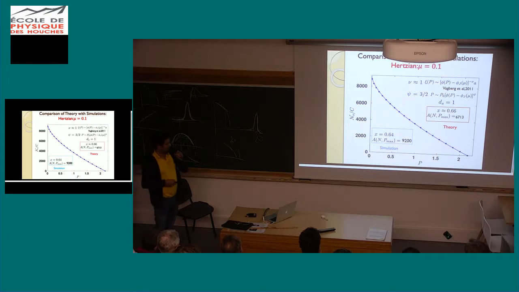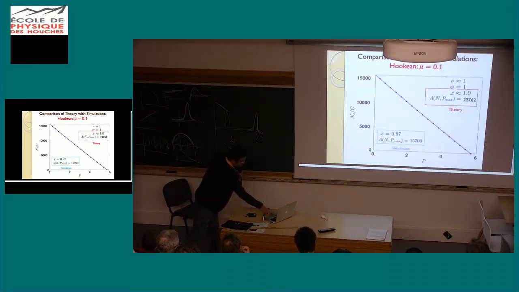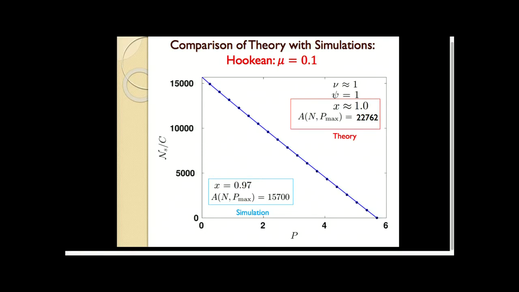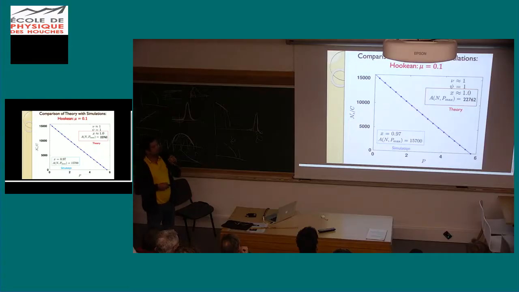And we also used the same n that we used in the simulation, and we got an amplitude which is very close to the theoretical prediction. So in order to also increase the trust in our theory, we also changed the interaction potential, and we did it for the Hookean case, and this is what we found.